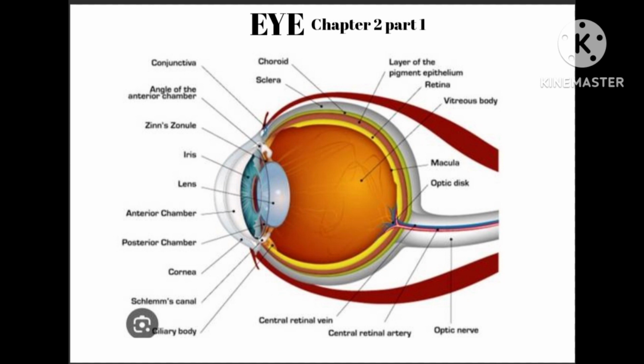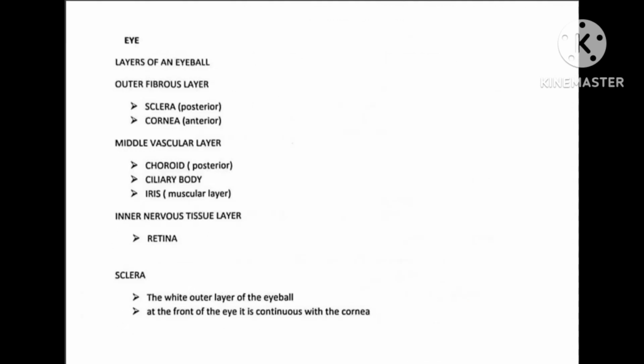The anterior segment includes the cornea, iris, ciliary body and lens as well as the spaces of the anterior and posterior chambers filled with aqueous humor. The posterior segment includes the retina, choroid and optic nerve head as well as the vitreous compartment filled with the vitreous humor. We will start with layers of an eyeball.